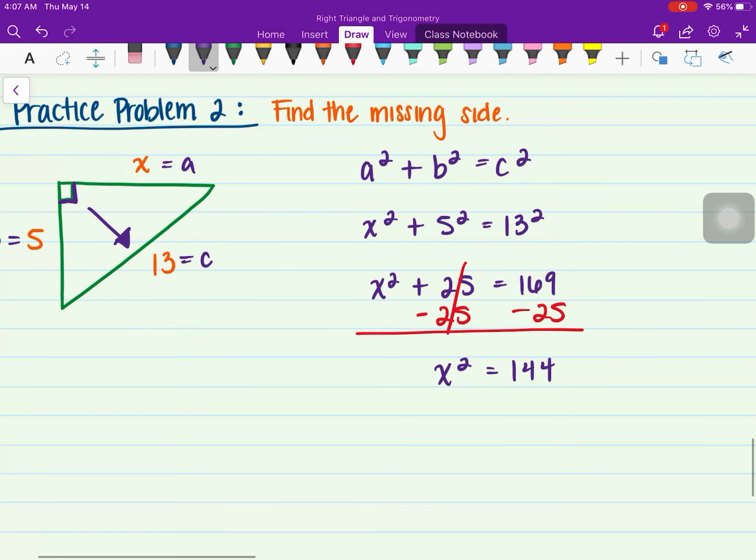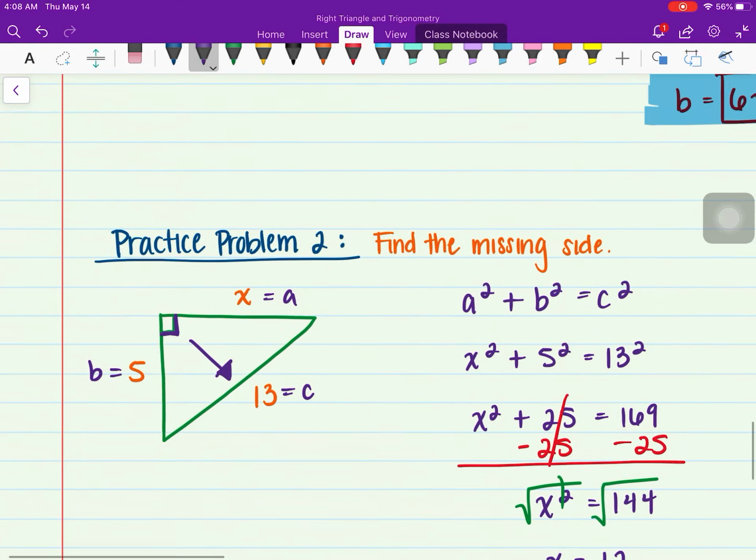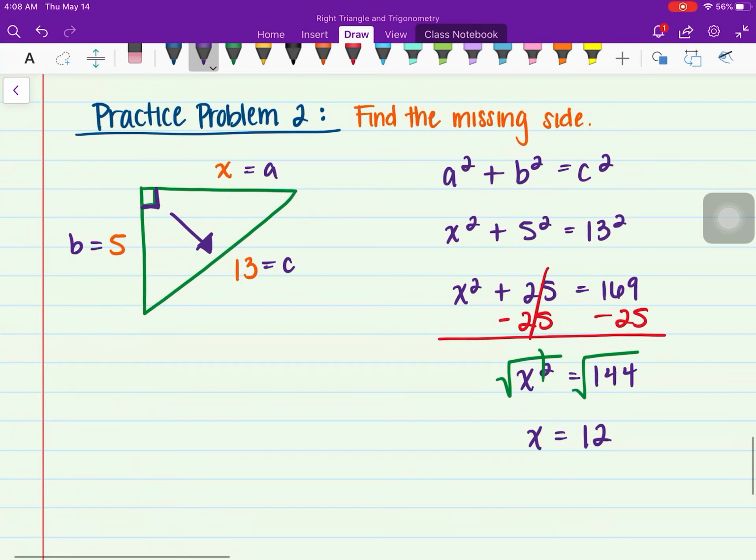So then if we want to go ahead and solve for x, once again, we have an x squared. Opposite of an x squared would be taking the square root of it. So I'm going to go ahead and take the square root, and that way we can go ahead and cancel out the squared and the square root. So we have x equals a positive 12. And once again, we're keeping the positive square root only. So then in this case, the side that is missing, which is a here, would have a value of 12.